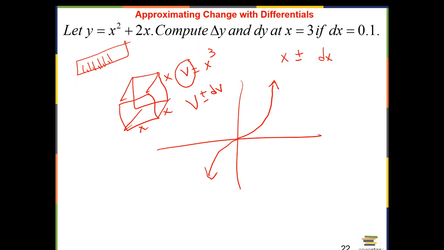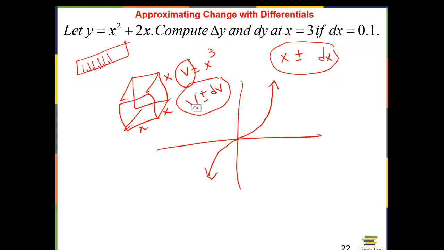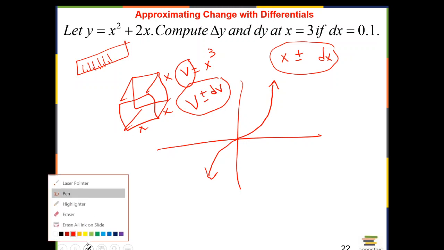application problems, right? Because in application problems, input has some certain error. We are interested in knowing what the error in the output is. And usually the error is small, so we can use that idea I just described to you, right? Because we are around x, dx is small, so we can use this idea that the volume of the cube stays within plus and minus dv. So we can calculate dv for a given dx, right?